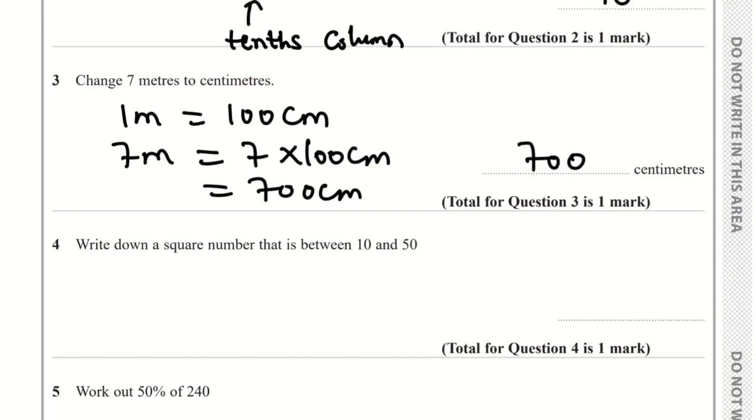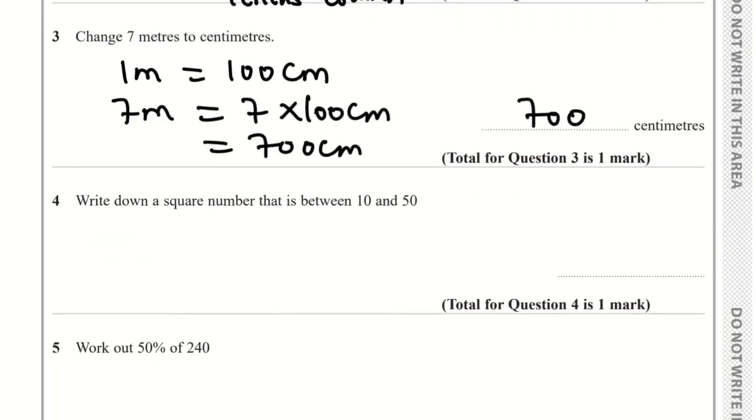Question number 4 says write down a square number that is between 10 and 50. Now square numbers are numbers whose square root will give you a whole number. For example, 1 is a square number because the square root of 1 is 1. The square root of 4 is 2. So the way to get square numbers, multiply a whole number by itself. The result you have becomes a square number.